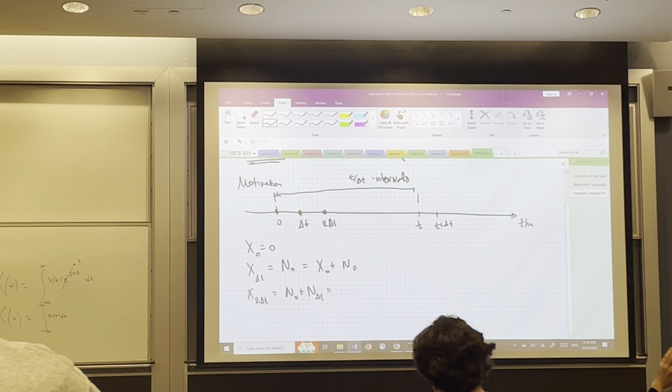All right, so let me just define now the Wiener process. The Wiener process is the above as delta t goes to 0. So that's why we described this discrete time process, and now we take delta t to 0.